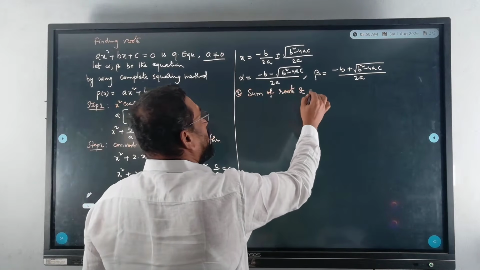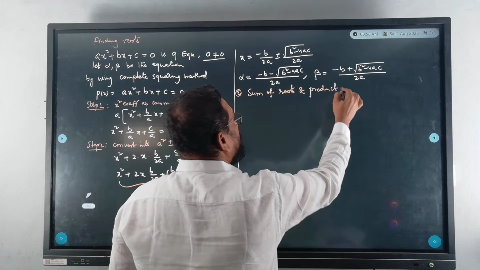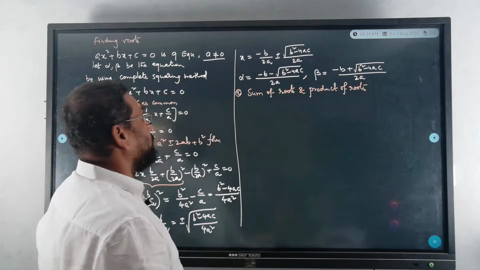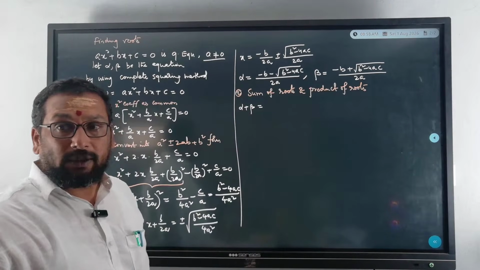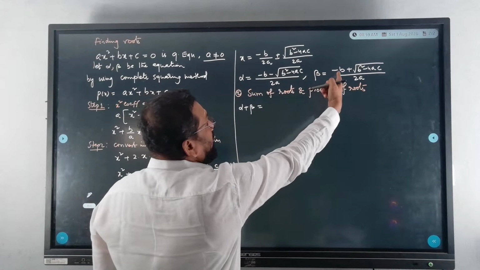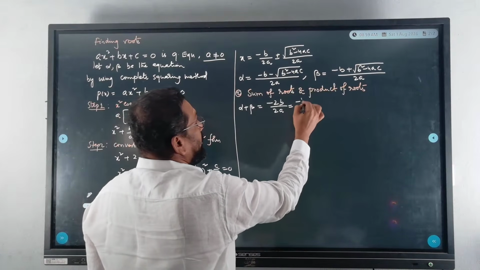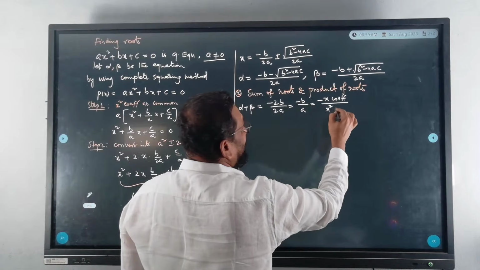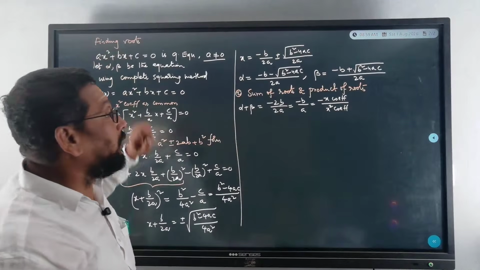Now next concept is sum of roots and product of roots. So what is alpha plus beta? While adding numerators, minus b minus this one, minus b plus this one, these two get cancelled, minus 2b by 2a, minus b by a, which is minus x coefficient by x square coefficient. Here b is x coefficient and a is x square coefficient.